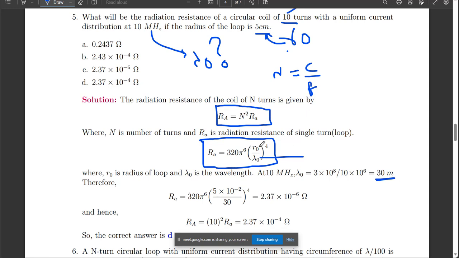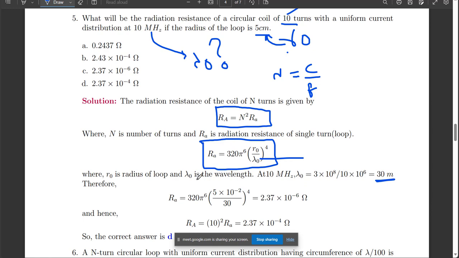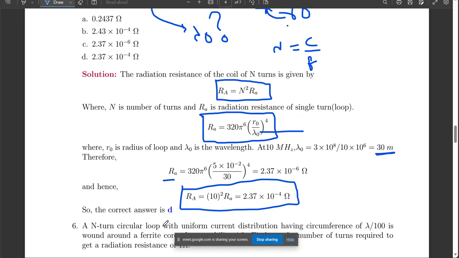Put it here. R naught is already given to you, but it is in terms of centimeters. So you have to be very mindful of the units. R naught is in centimeters, lambda naught is in terms of meters. So use the appropriate values, okay? And we will be able to find out the radiation resistance for a single turn. Now, radiation resistance for 10 turns will be how much? 10 square, that is N square Ra. This will be the value. So the correct answer is option D.